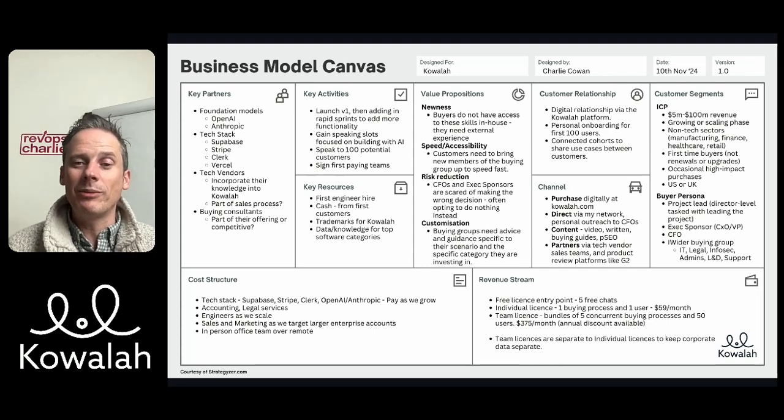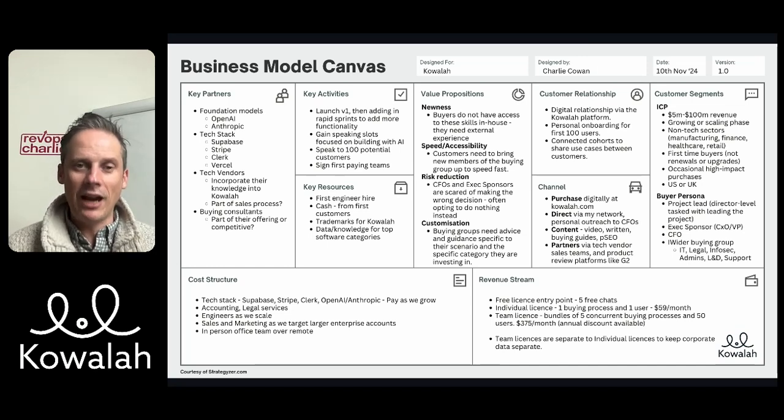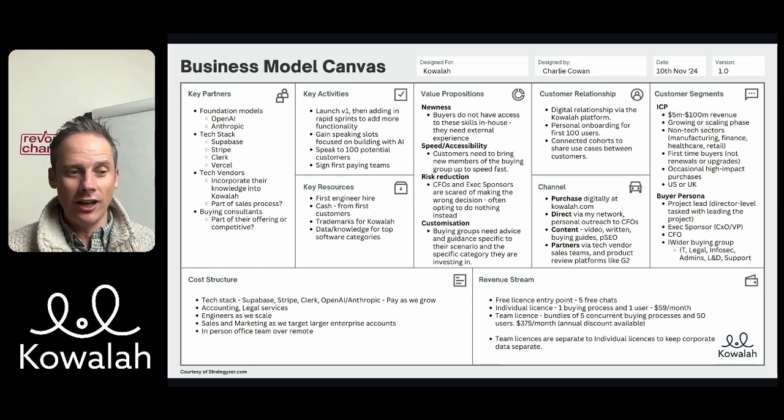We'll be creating a large amount of content. This is very much going to be driven by people searching for, how do I buy a CRM? How do I buy a payroll platform? And so on. So lots of buying guides, lots of programmatic SEO, lots of video content to capture people's interest and imagination and lead them towards Kowalah.